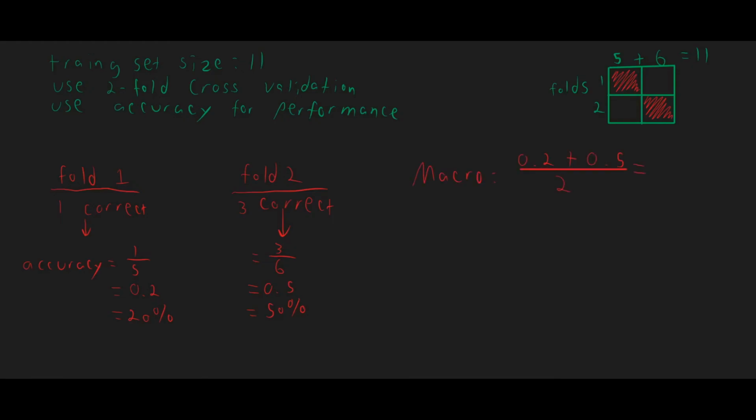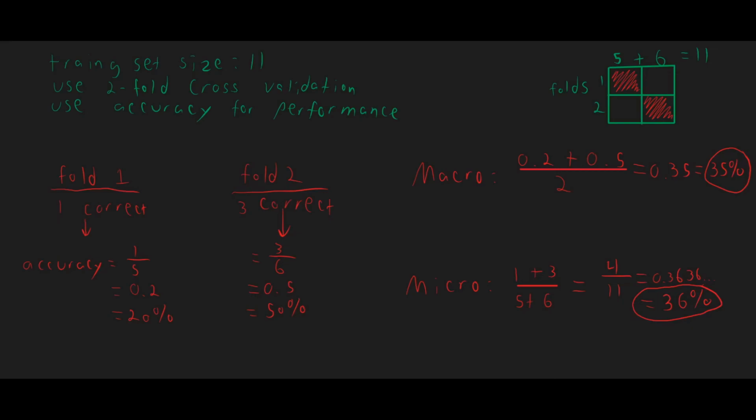To get the micro average, we take the 1 correct prediction from one validation fold and the 3 correct predictions from the other validation fold and add those together to get 4. Then we add the total number of samples, in this case 5 plus 6, to get 11. Finally, we divide 4 by 11 to get 36%, or 0.3636 repeating.